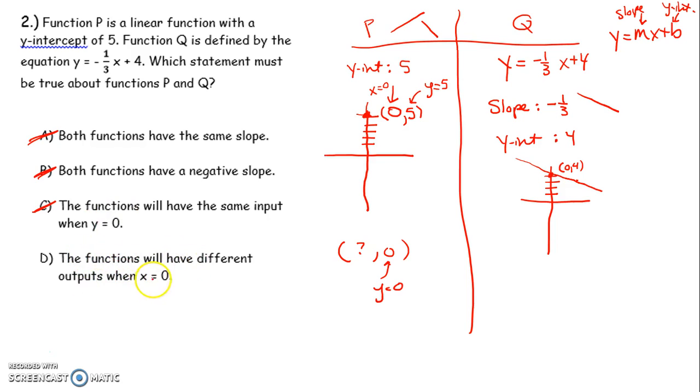The functions have different outputs when x is 0. Okay, well that I do know something about. For function P, when x is 0, the output is 5. And for function Q, when x is 0, the output is 4. The y values would be your output. So definitely they have different outputs. Function P has an output of 5 when x is 0. Function Q has an output of 4 when x is 0. So there you go. That's number 2.